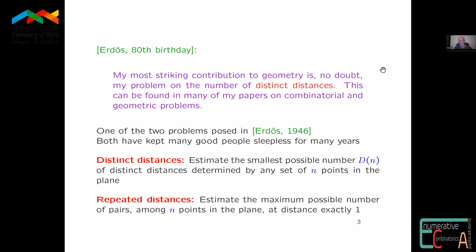You are given a set of n points in the plane, and you want a lower bound for the number of distinct distances that it has. No matter how the points are arranged, you want to say that for every such set, there will be at least d of n distinct distances. The sister problem in the same paper, number of repeated distances, I will say very little about it. It's just the opposite problem: given a set of n points in the plane, what is the maximum possible number of pairs that are exactly at the same distance apart, say 1.